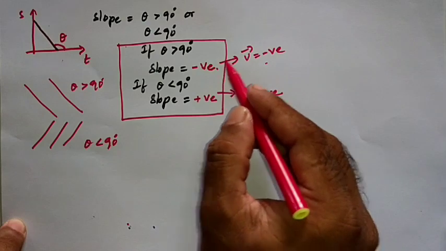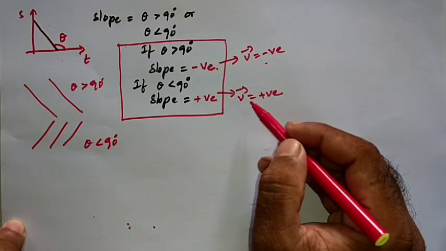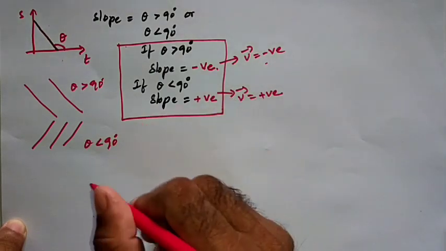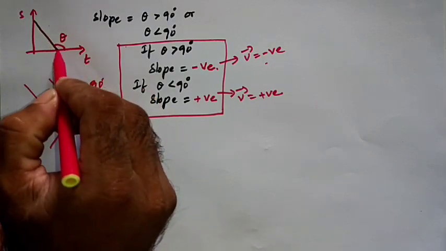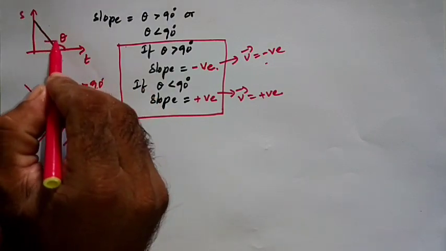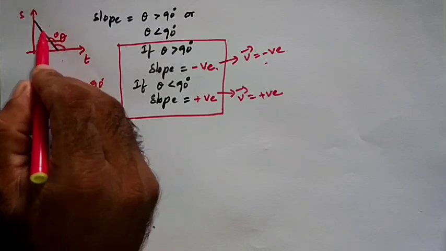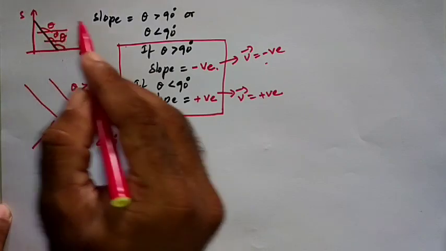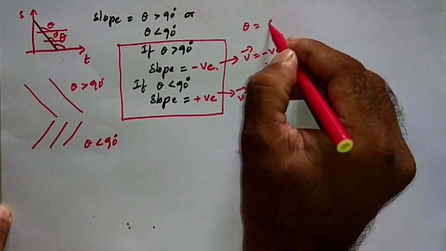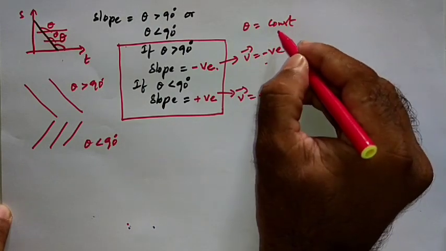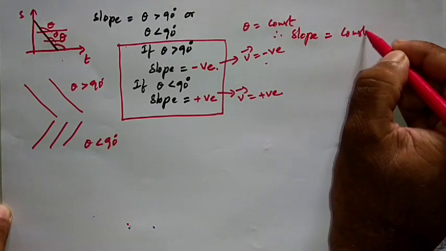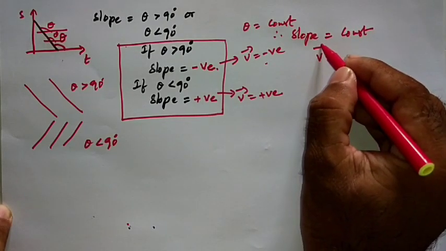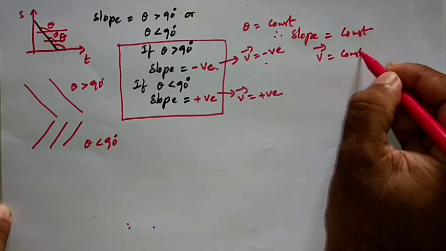Now we got the velocity sign. What about whether the velocity is increasing or decreasing? See that with the x-axis it makes angle theta here. What about here? Here also theta. And here also theta. Therefore theta is constant. That means slope is constant. Therefore velocity is constant.